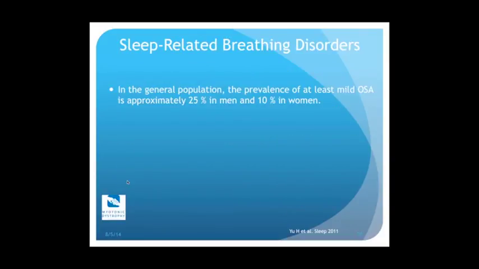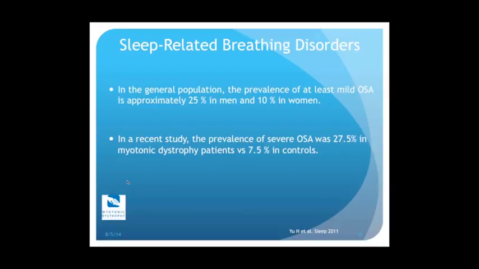There's some data suggesting, actually, one article in particular, it was in type 2 myotonic dystrophy, but there's a publication stating that 67% of the population in this cohort exhibited sleep apnea. So in the general population, a diagnosis of at least mild sleep apnea is about 25% in men and about 10% in women. And then in a recent study, this is just talking about severe obstructive sleep apnea. Severe is when you stop breathing, say, 30 or more times during the hour. It was about 28% in myotonic dystrophy versus about 8% in controls.